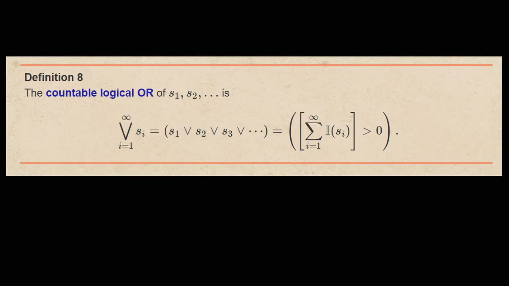This definition can be extended nicely to any finite number of statements, S sub 1 up through S sub n, or even to a countable sequence of statements. The countable logical OR of the sequence S sub 1, S sub 2, etc. is just the event that the sum of the indicators of those events is greater than 0.